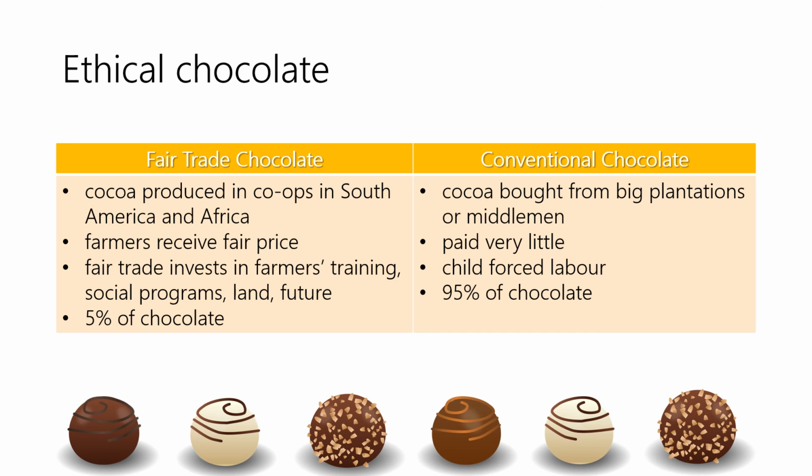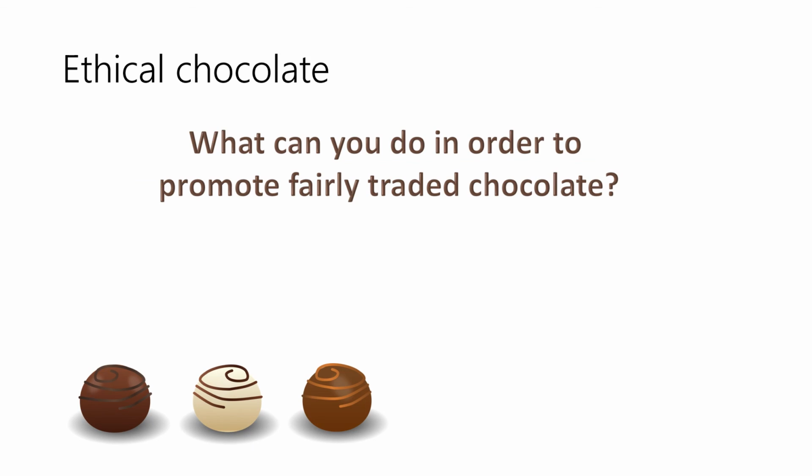As for conventional chocolate, the one we mostly consume, farmers are paid very little. Most of the money is given to middlemen. And worst of all, children are forced to work on plantations. This leaves a bitter taste in one's mouth, doesn't it? What can we do about it?